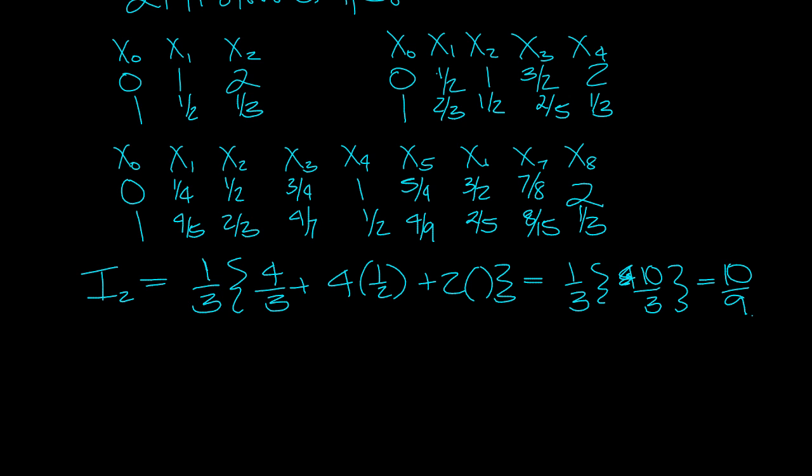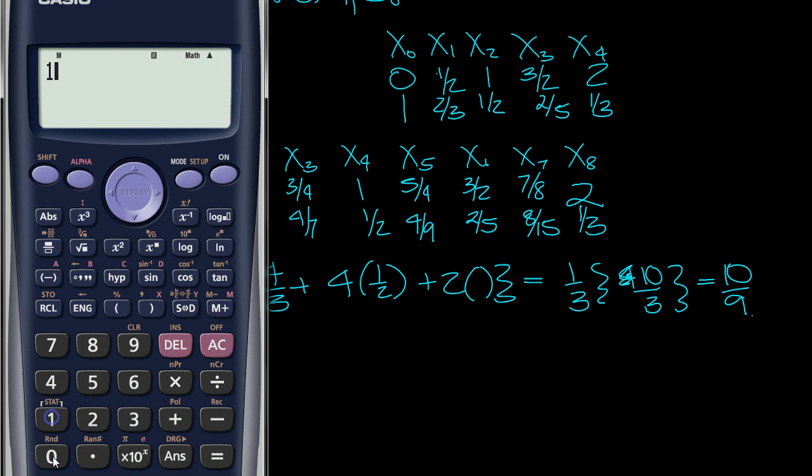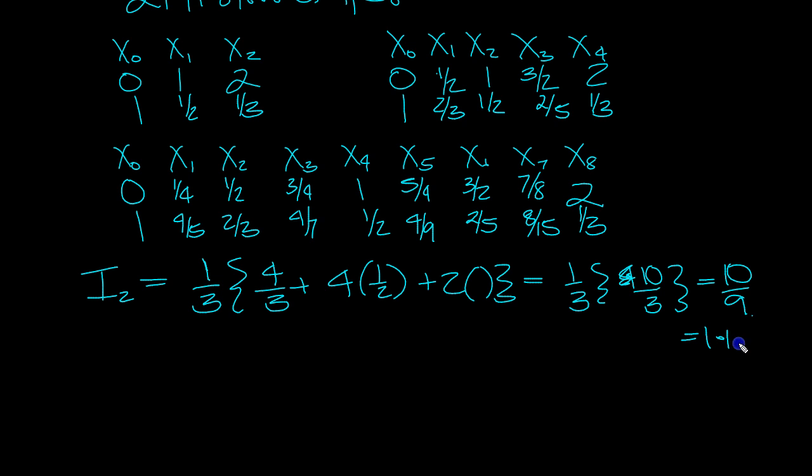Okay, 10 over 9. Let's just tap that in. 10 divided by 9 equals 1.11. And that was the 2 decimal places.